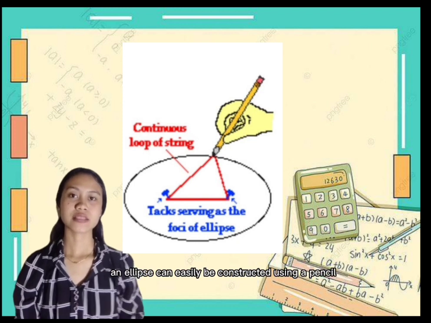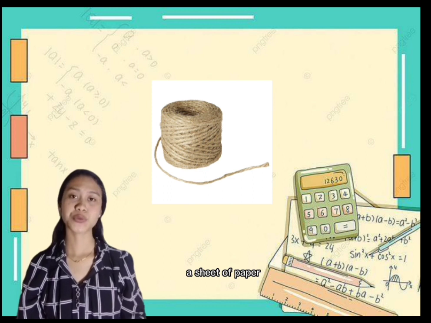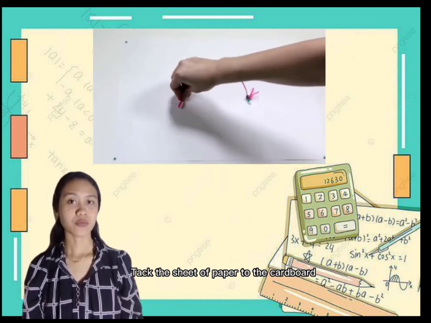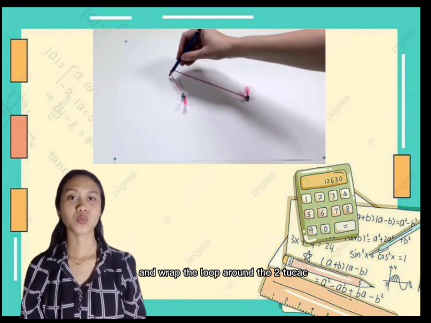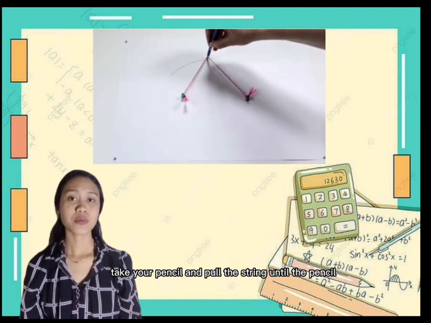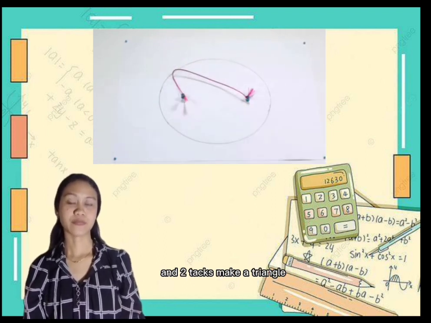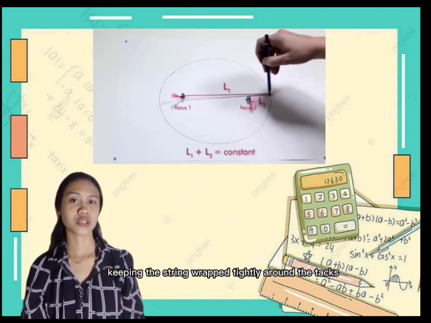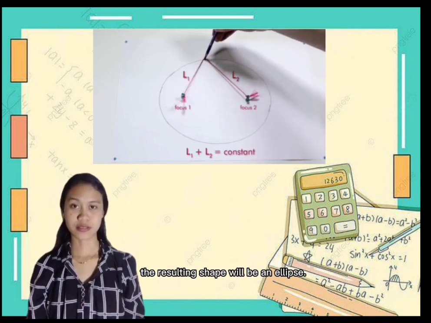Also, an ellipse can easily be constructed using a pencil, two tacks, a string, a sheet of paper, and a piece of cardboard. Tack the sheet of paper to the cardboard using the two tacks, then tie the string into a loop and wrap the loop around the two tacks. Take your pencil and pull the string until the pencil and two tacks make a triangle. Then, begin to trace out the path with the pencil, keeping the string wrapped tightly around the tacks. The resulting shape will be an ellipse.